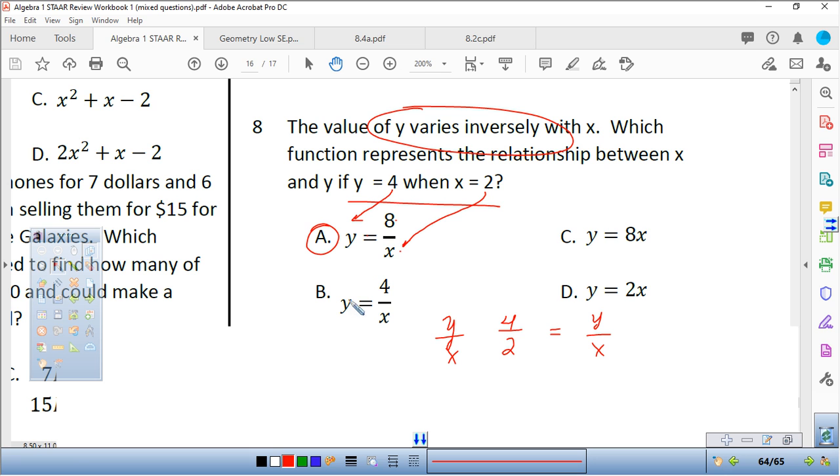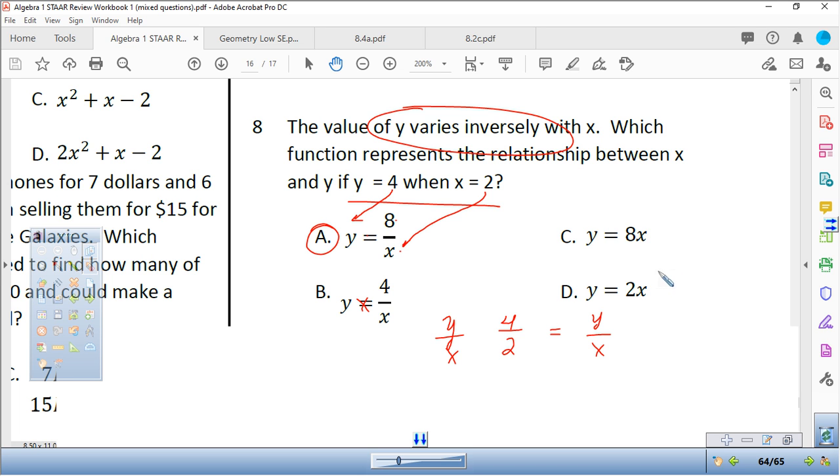Well, y here? 4 divided by 2 is not equal to 4. Out. You can plug it in here. Y is 4. 8 times 2? No, out. Y is 4. 2 times 2. Also that one. Weird. Okay, so there's going to be one that works. Somehow you got 2 that work. I don't know about this one.